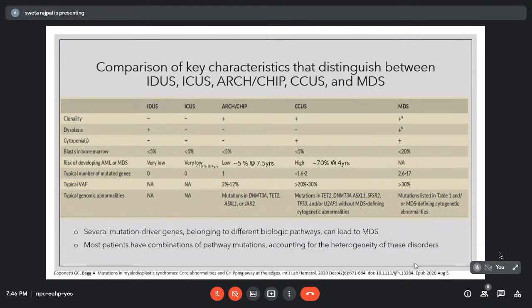They can also involve some splicing mutations, but without any MDS-defining cytogenetic abnormalities. So they have more risk of developing into an AML or MDS, at 70% at 4 years. When we compare to MDS, CCUS is considered a low-risk type of MDS, and higher-risk MDS will definitely have more mutation burden, more than 30%, and they will have all the features of clonality, dysplasia, and cytopenia, though the blast will be less than 20% in the bone marrow.